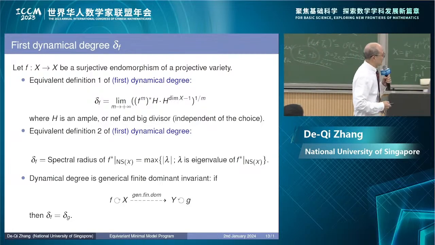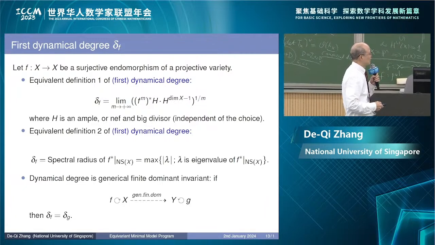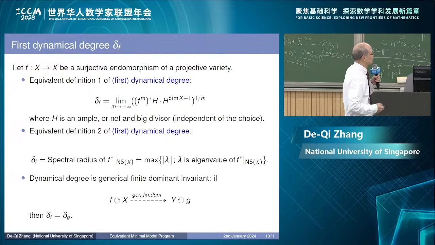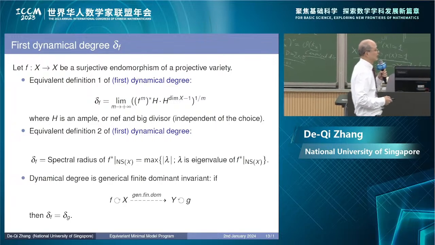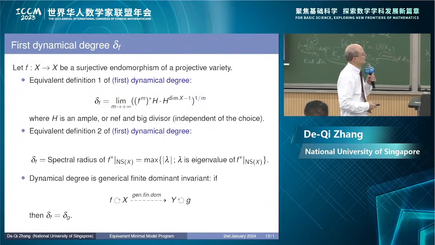Now the dynamic degree is actually preserved by a generic finite map. So if X to Y is a dominant map, they have the same dimension, and the actions are compatible, f on X and g on Y, then these two dynamic degrees are actually the same. So if the map from X to Y is a generic finite map, then the complexity is the same.